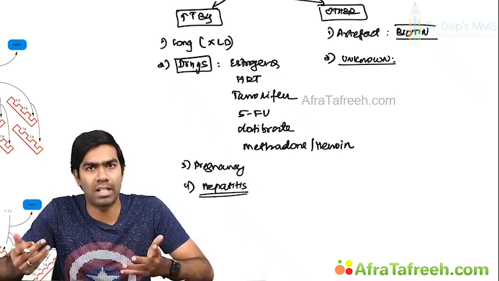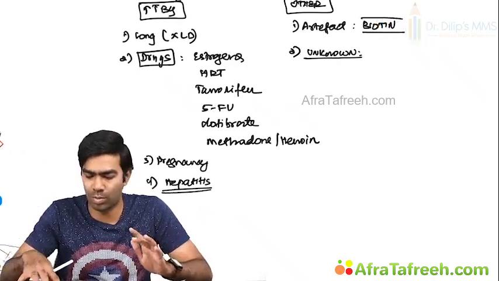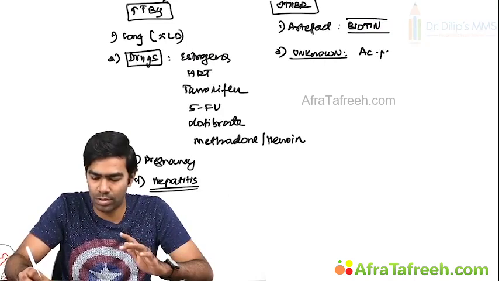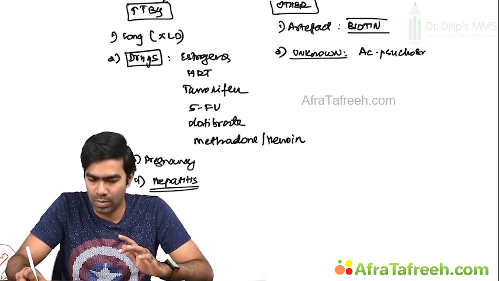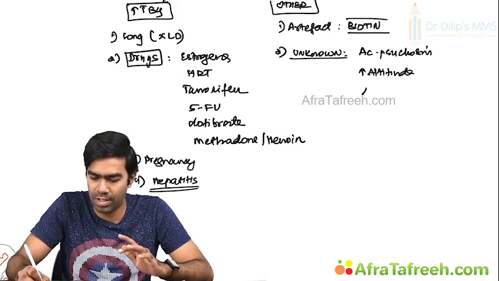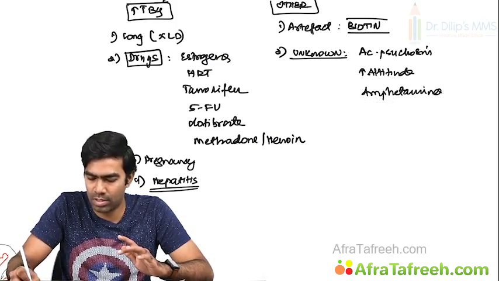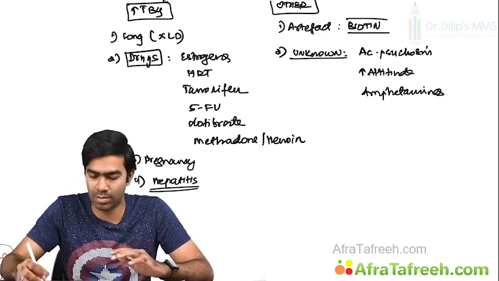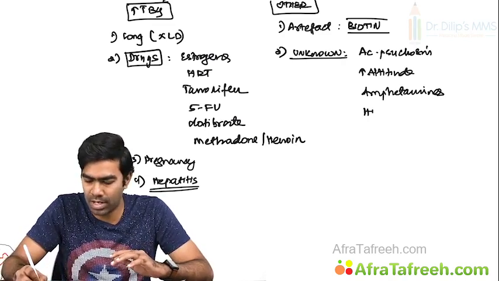Number 2, things that increase the TBG by unknown mechanism. We don't know how. First one, acute psychosis. Second one, high altitude. Third, amphetamines. We don't know the mechanism, how they increase the total T4, unknown mechanisms. And symptomatic hyponatremia.